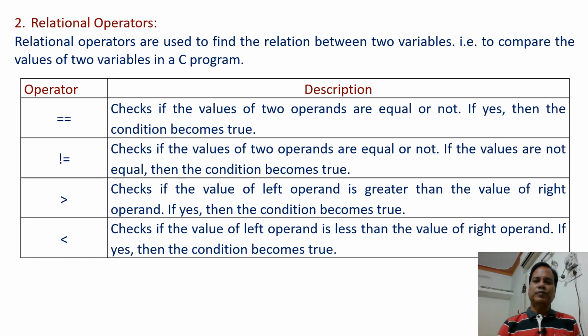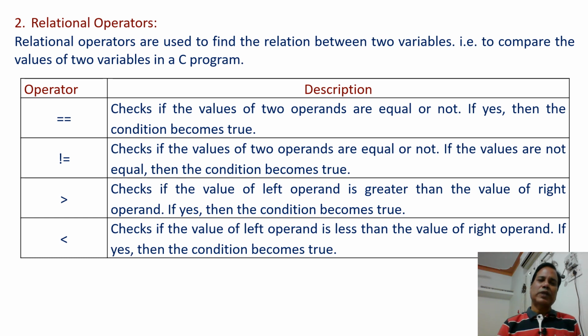Greater than checks if the value of the left operand is greater than the value of the right operand. The next symbol is less than. It checks if the value of the left operand is less than the value of the right operand. If yes, then the condition becomes true.